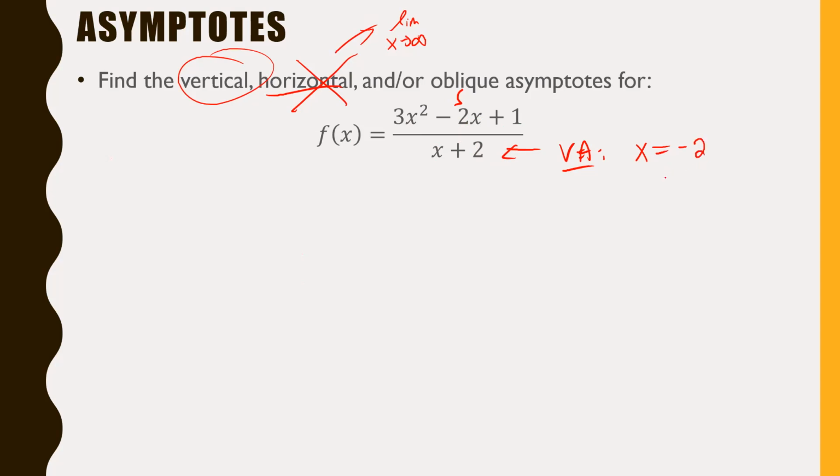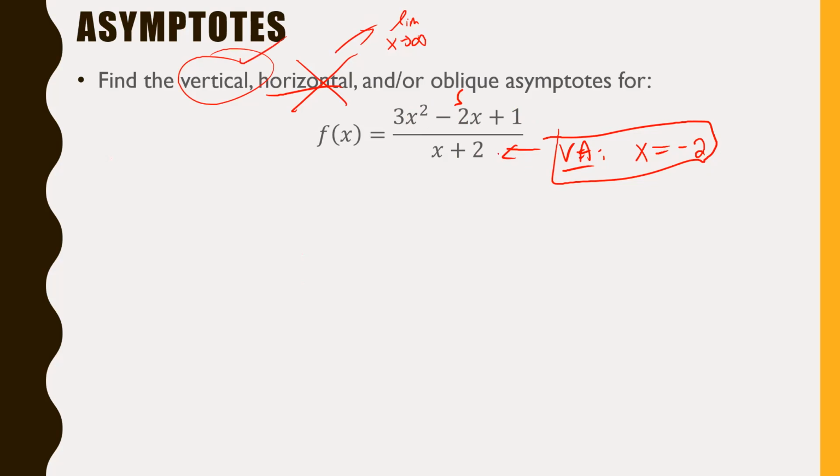Just to make sure this isn't a point of discontinuity, let's plug -2 into the numerator. I'll just do this with some mental math, so I'll say it out loud. If we do -2 squared, that's 4. 3 times 4 is 12. Minus 2 times -2, well, that's minus -4, so 12 plus 4, which is 16. 16 plus 1 is 17. There is no way that -2 is going to make that equal to 0. So in other words, we don't have to worry about it. Our vertical asymptote here is x equals -2. So that one's all well and good.